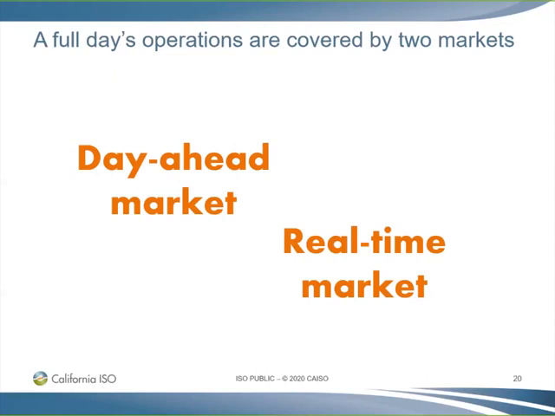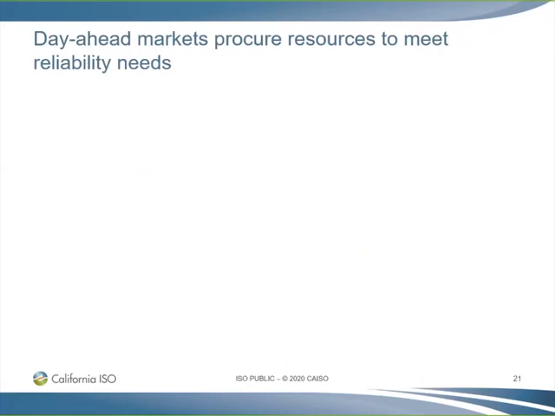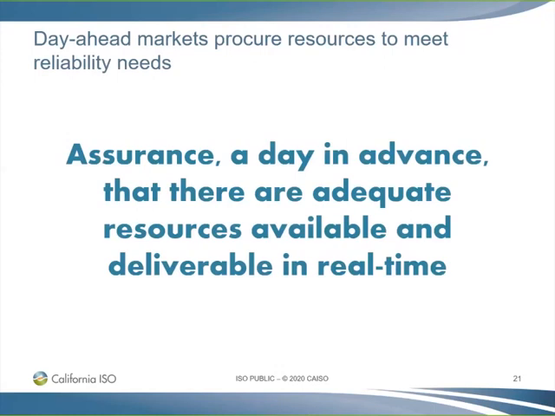The ISO's real-time energy market has the hour-ahead scheduling process, which enables import and export resources to schedule their megawatts hourly, as well as a 15-minute market, or FMM, that allows variable energy resources, such as wind and solar, to submit energy forecasts and decremental bids closer to the financially binding interval, which increases bid accuracy. The 5-minute market is intended to meet the instantaneous demand that shows up in real time. The purpose of the day-ahead market is to ensure that there are adequate resources available and deliverable in real time.